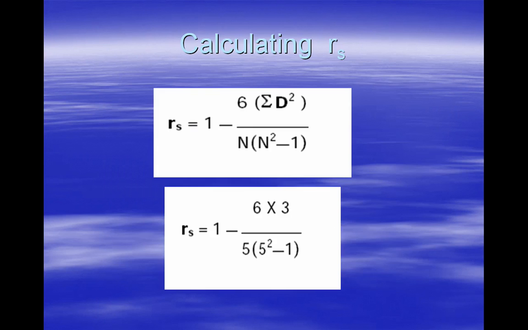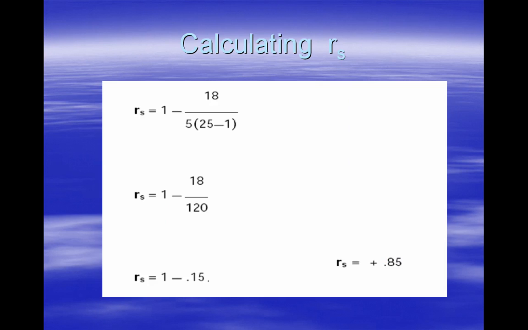So here's the formula again for calculating the Spearman rank order. It's 1 minus 6 times the sum of the differences squared, over the number of individuals, in this case 5, times n squared minus 1. I've plugged some of the numbers into the second formula on this page. So remember, the sum of our differences squared was 3. So now on the top we have 6 times 3, divided by 5, the number of performers, times 5 squared minus 1. I've done some additional calculations.